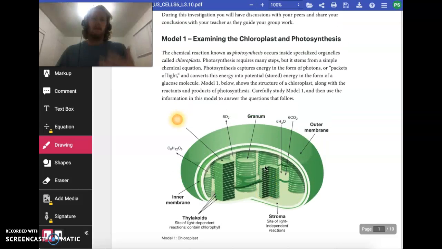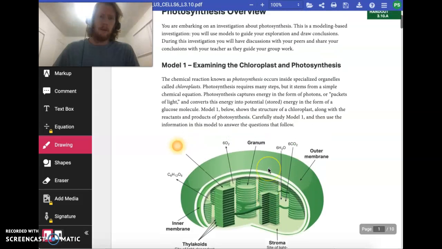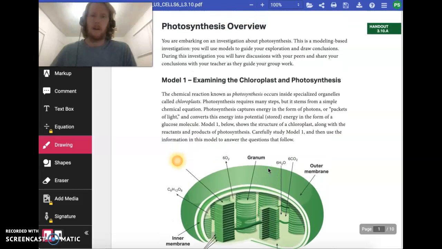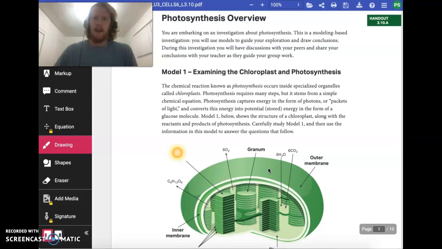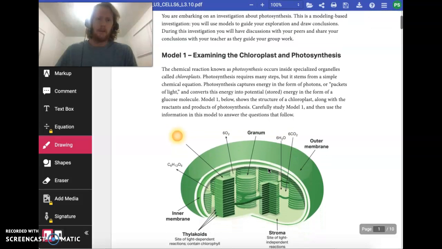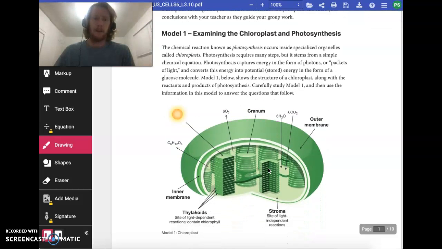For these, like usual, you can discuss it with a partner, discuss it with your table. But the goal is for you to try and develop answers on your own based off what you see here, and then come back to the video to check your work.